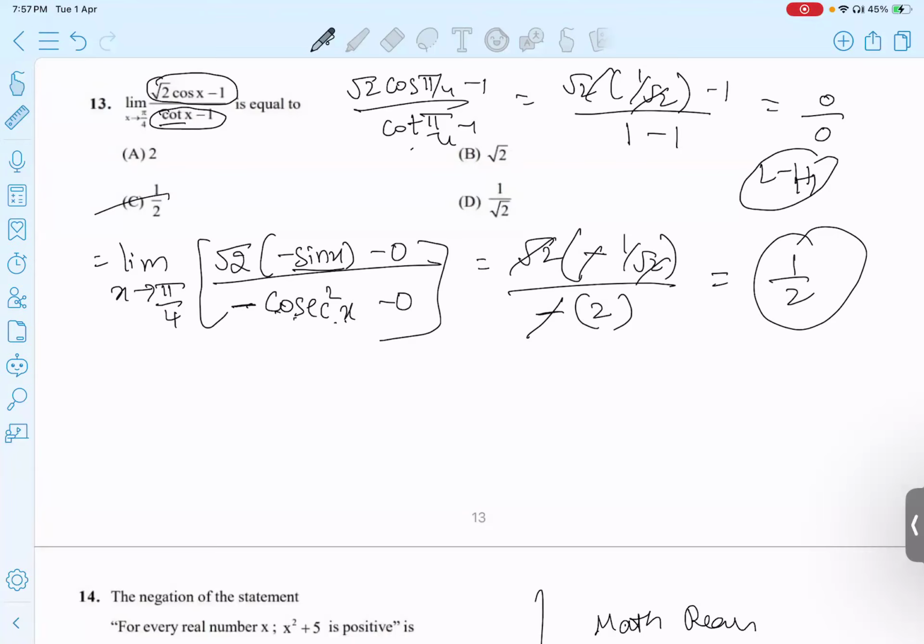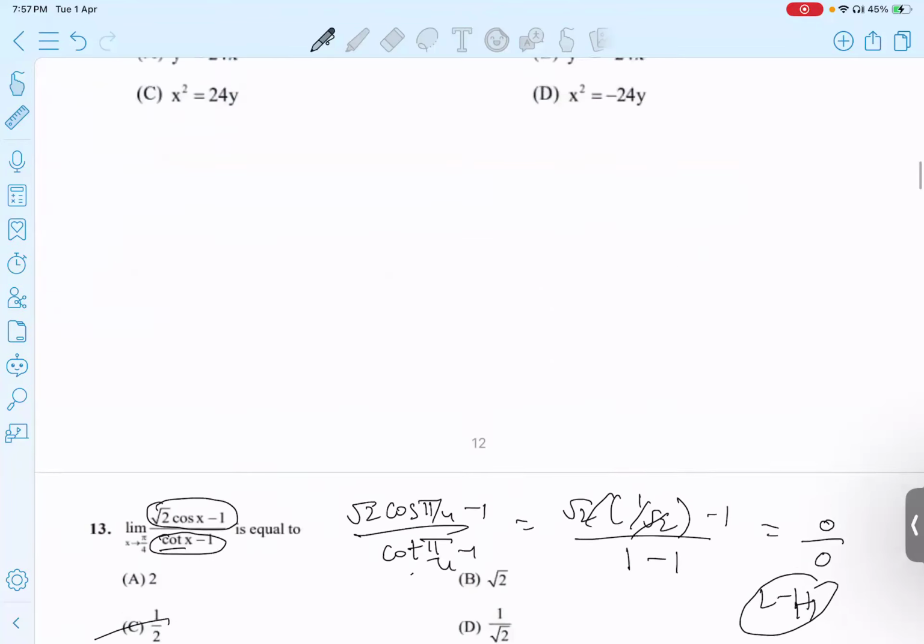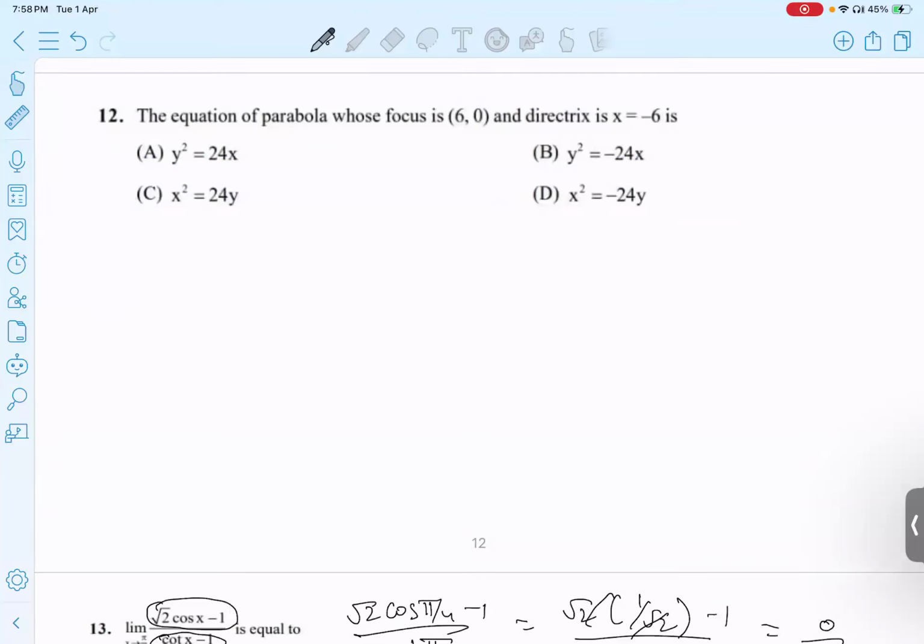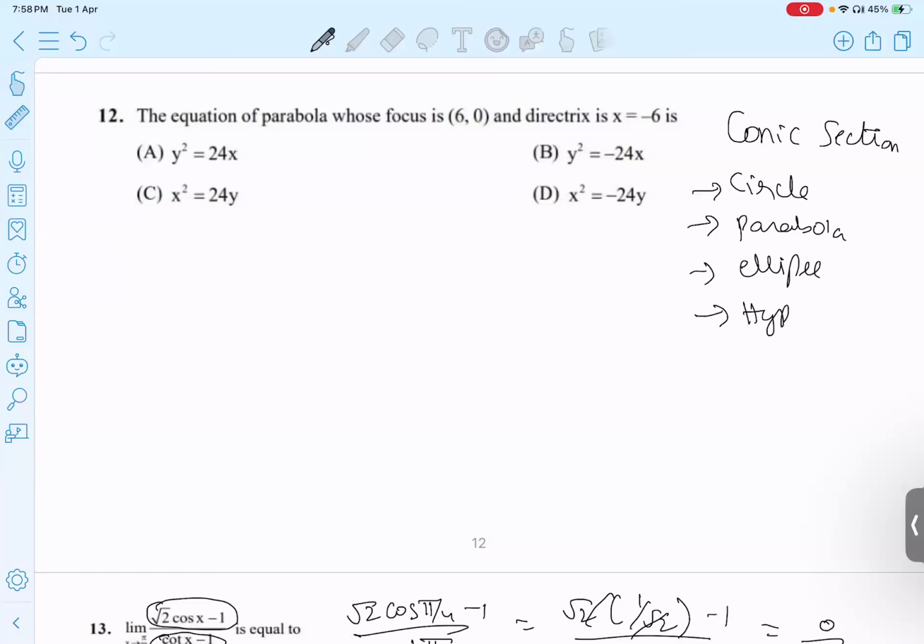Fine, students. Okay, so moving on to the next question. The equation of the parabola. It is a conic section chapter, one of the biggest chapters. In the conic section, we have the concepts of circle, parabola, ellipse, and hyperbola. So circle, parabola, hyperbola. We have to go for the parabola now, the equation of a parabola.